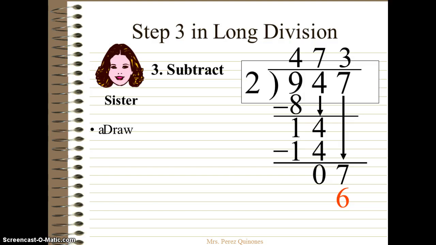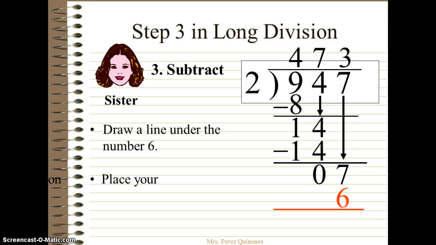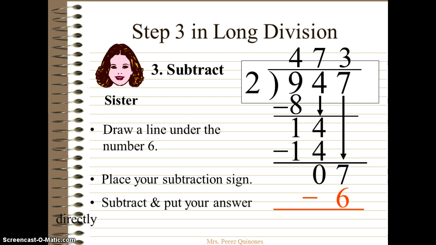Sister says subtract. Draw a line under the number 6. Add your subtraction sign. Subtract and put your answer directly under the 6. 7 minus 6 is 1.